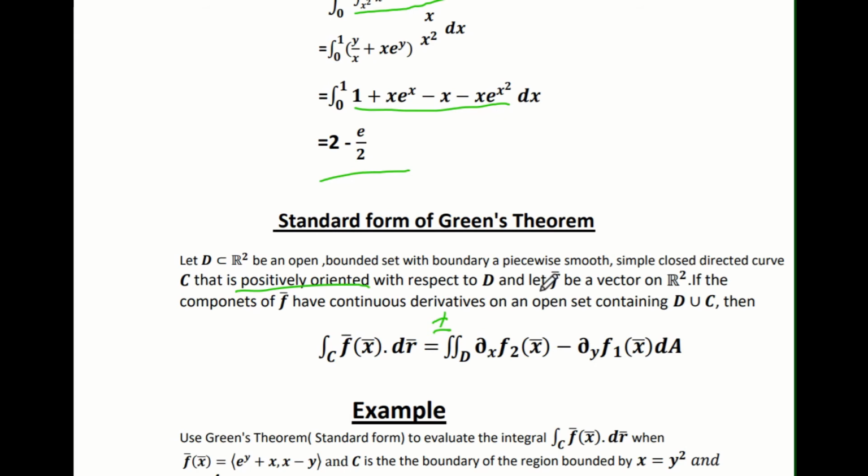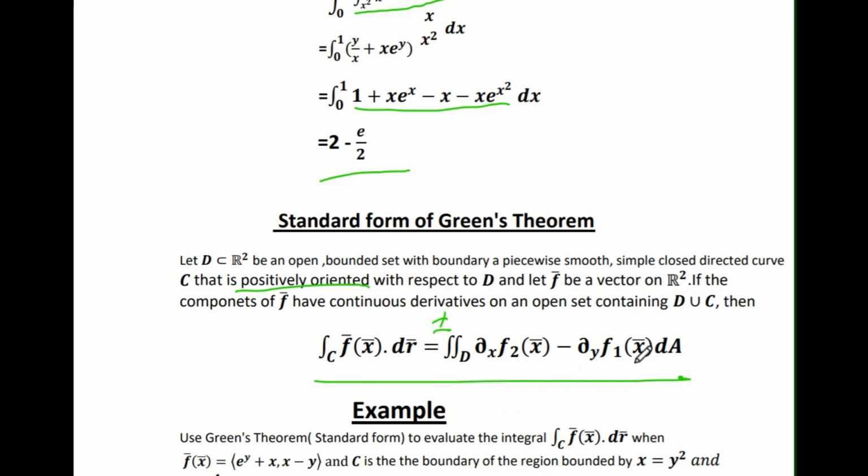So with respect to D, and let f be a vector field on R2, if the components of f have continuous derivatives. It's always important that the components of f have continuous derivatives on the open set D union C, then this is the formula for the standard form. Here you take the partial derivative of the second component with respect to x, and you subtract the partial derivative of the first component with respect to y.